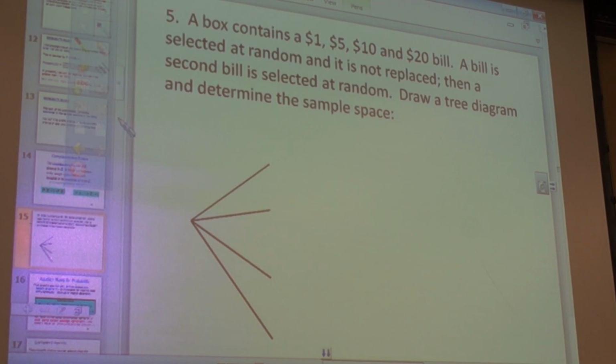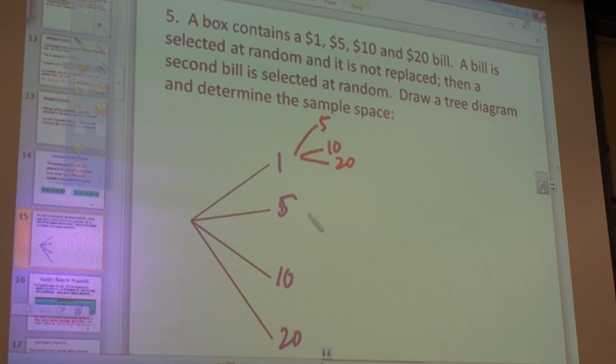Okay, so I can draw a 1, a 5, a 10, or a 20 for my first draw. But if I draw a 1 the first time, I don't have any 1s left. So what can I draw for the second draw? 5, a 10, or a 20.